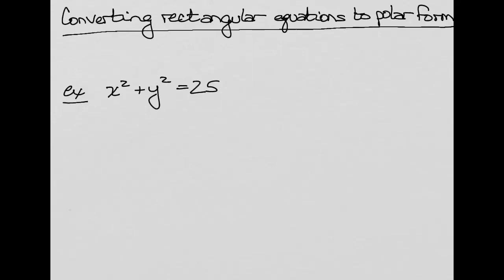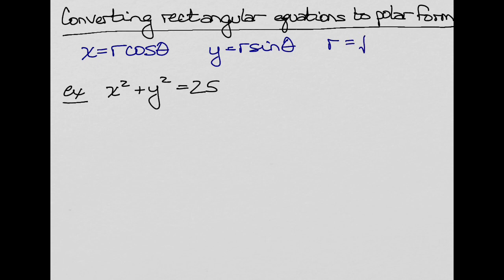Just like we can convert points between rectangular and polar form, we can also convert equations between rectangular and polar form using the same conversions that we used for points. So the good ones to know are x equals r cosine theta, y equals r sine theta, and r is the square root of x squared plus y squared.